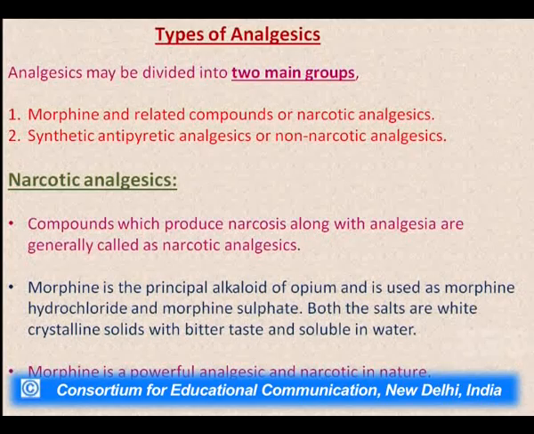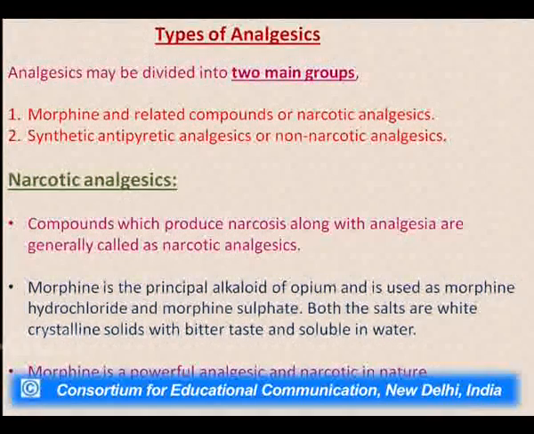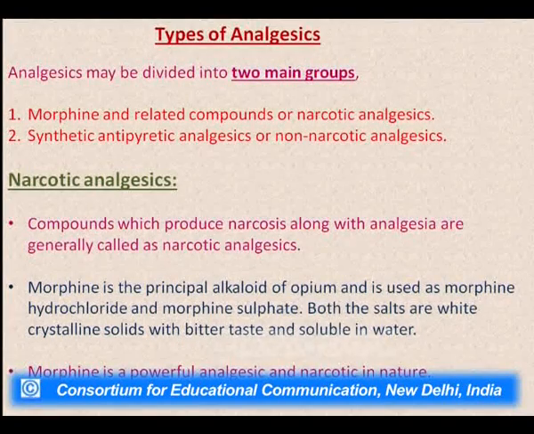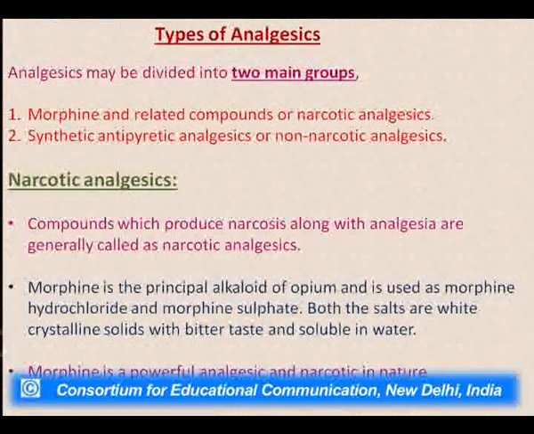Then comes the types of analgesics. Analgesic drugs can be classified into two main groups. One of them is morphine and the related compounds, which are also known as narcotic analgesics, and the other one is the synthetic antipyretic analgesics, which are also called non-narcotic analgesics. So first of all, we will discuss narcotic analgesics.